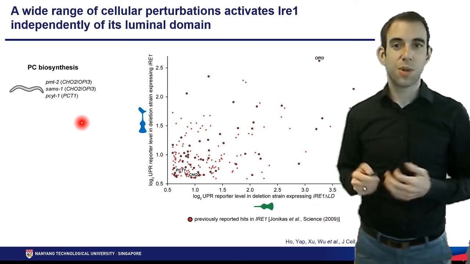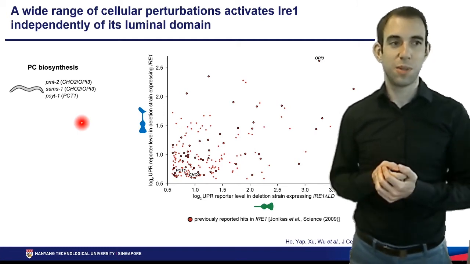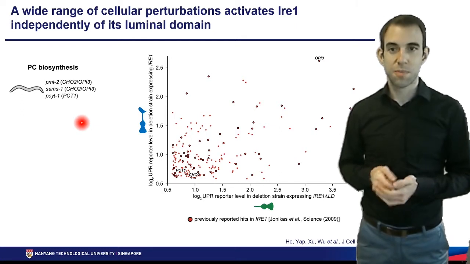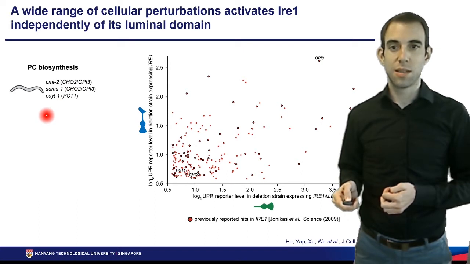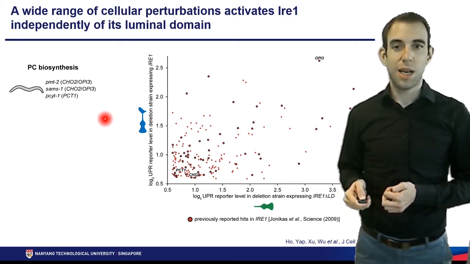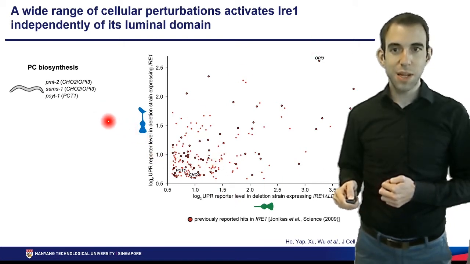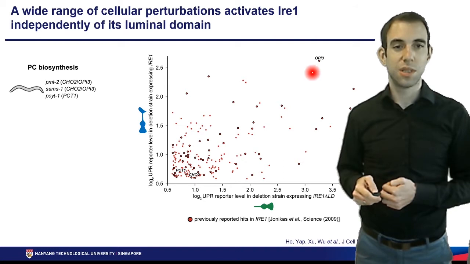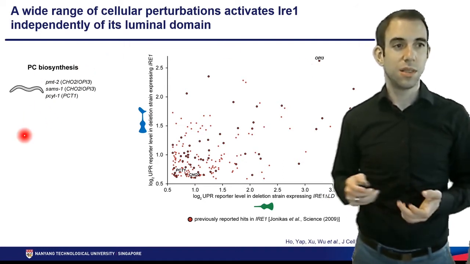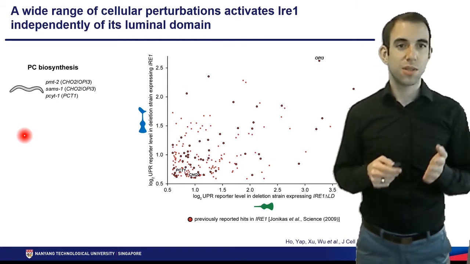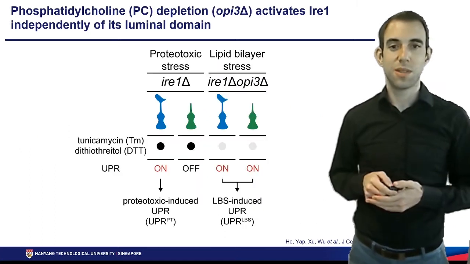These are genes that are required for the biosynthesis of phosphatidylcholine, or PC, which is one of the main phospholipids of the lipid bilayer. And we found 3 hits in C. elegans, PMT2, SAM1, and PCT1, and those were also found in yeast as well. In fact, one of the highest hits from our screen is OPI3, which was also found in C. elegans. So we decided to focus on OPI3 as our model of lipid bilayer stress to further understand what's happening here.